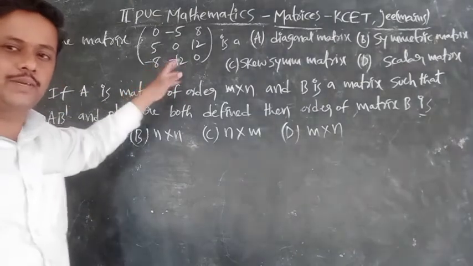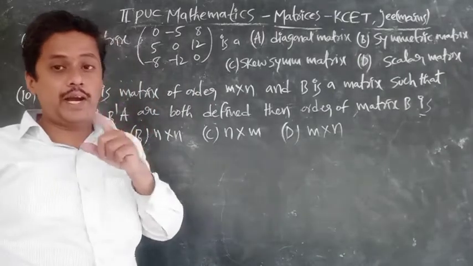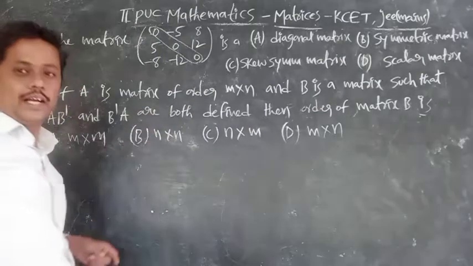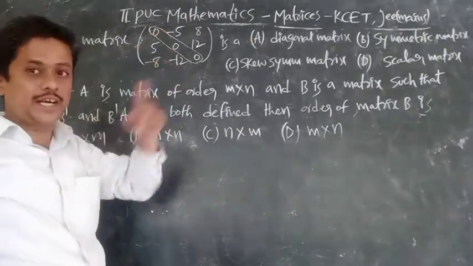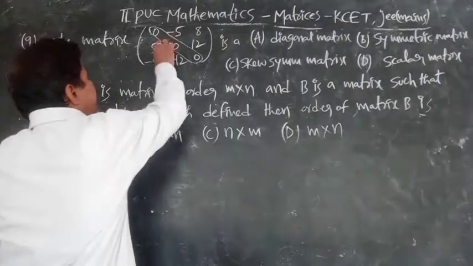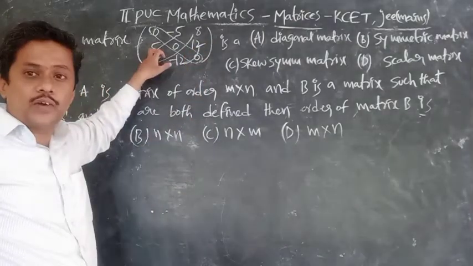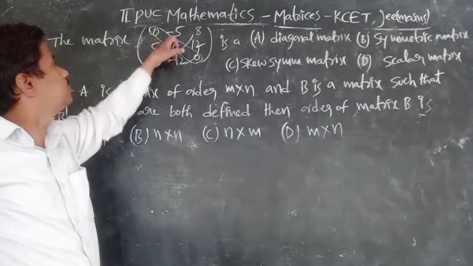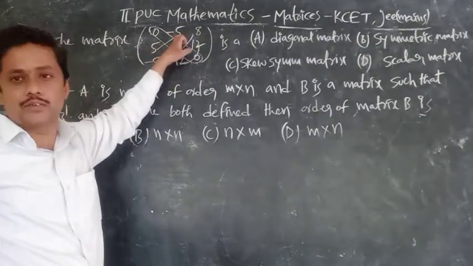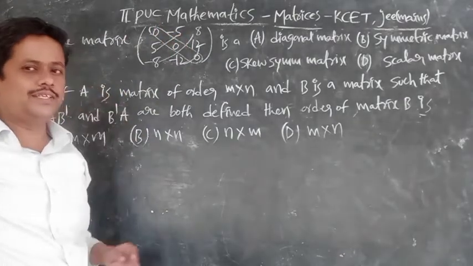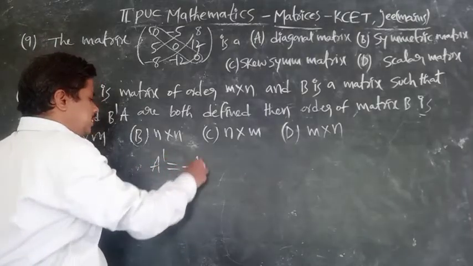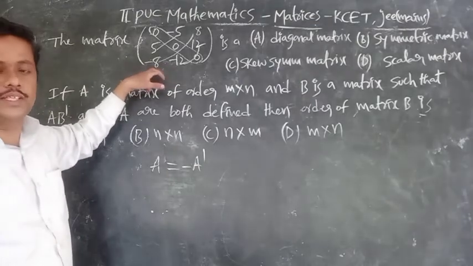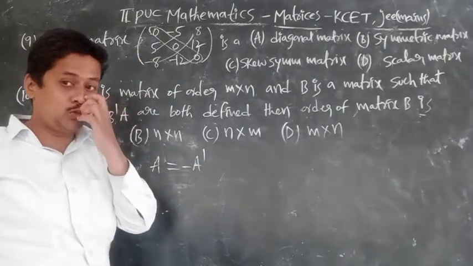How do you tell? Let me tell you the technique. For a skew symmetric matrix, the diagonal elements should be 0, first condition. Easy recognition. Next, we look at the other elements: 5 and -5, the same value with opposite sign; -8 and +8; 12 and -12. What is the condition of a skew symmetric matrix? A dash equals -A, otherwise A equals -A dash. This is the skew symmetric condition, and here it is satisfied. That's why this is a technique: by seeing only, we can easily find whether it is skew symmetric or not.